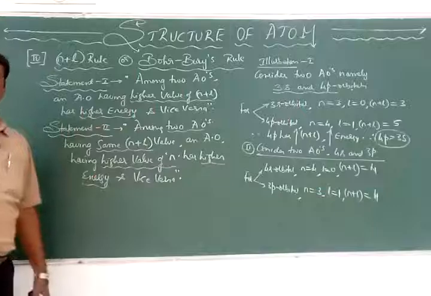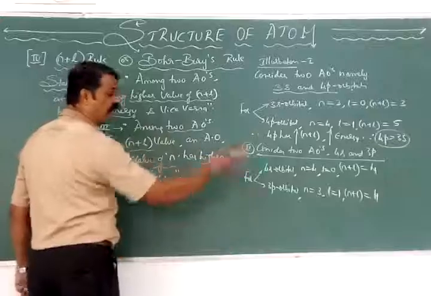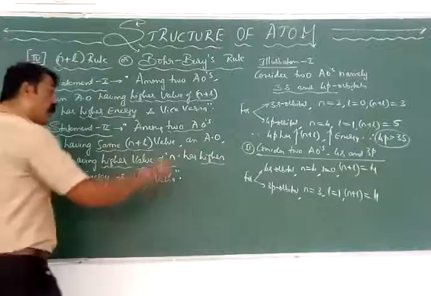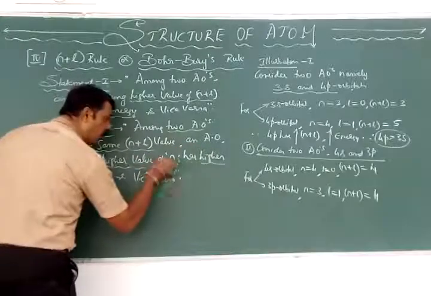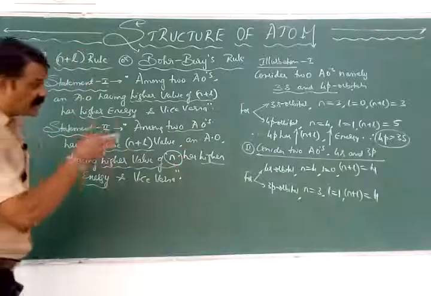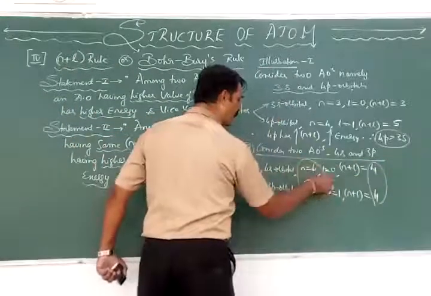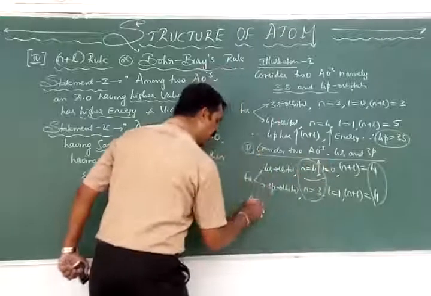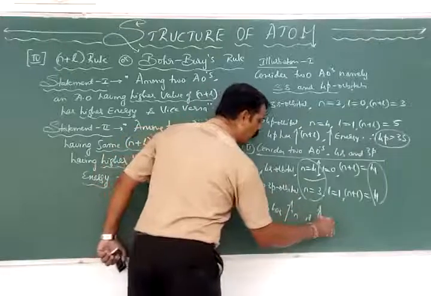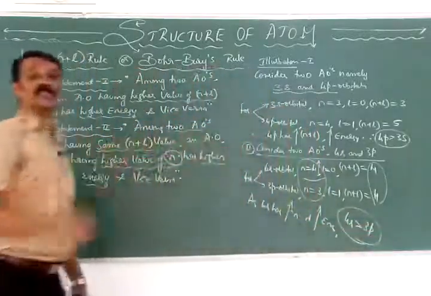Now I enter into the second statement. Among the two atomic orbitals having the same N plus L value, in both cases what is the N plus L value? Same, that is 4. Then which has the higher energy? The atomic orbital having the higher value of N has the highest energy. Both have the same N plus L here, but the one with the higher value of N has more energy. As 4s has the higher value of N, it has more energy. Therefore, 4s is greater than 3p.